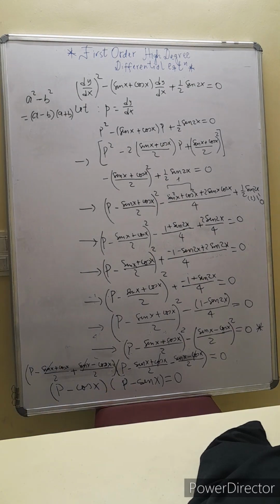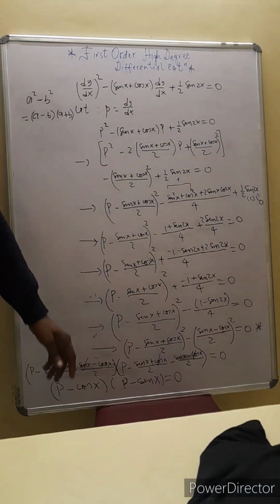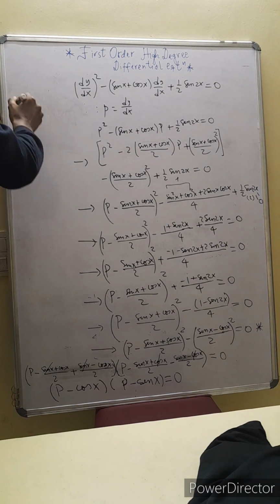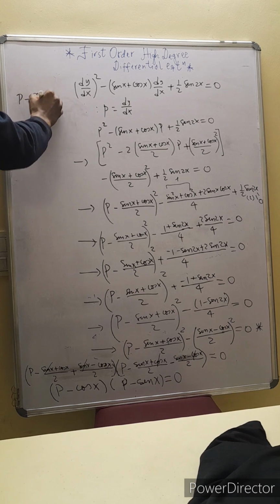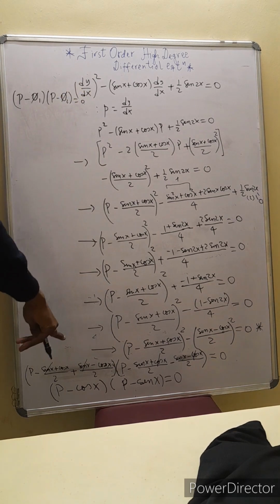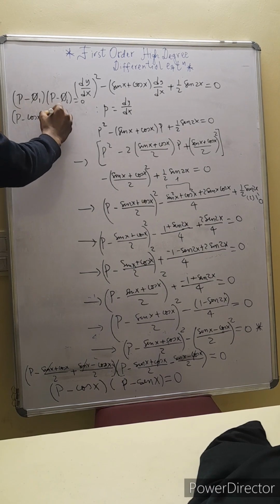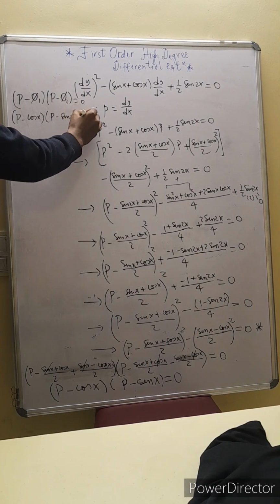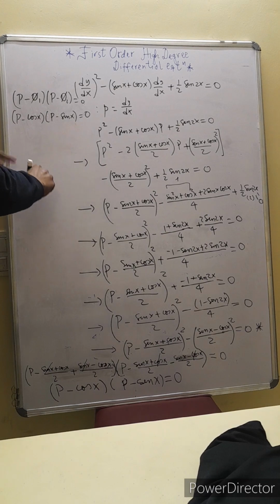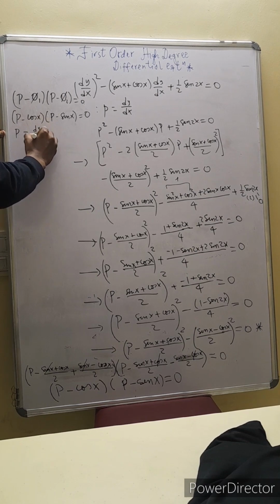You see? This will be P minus cos x times P minus sin x. Then what is the next step? Now that we reduce this polynomial in a way like P minus phi1 and P minus phi2 equal to 0, as you can see there. Now, P minus cos x, P minus sin x is equal to 0. Now we have to find this differentiation and this differentiation also. This is a first order, first degree differentiation. Remember, P is equal to dy by dx.